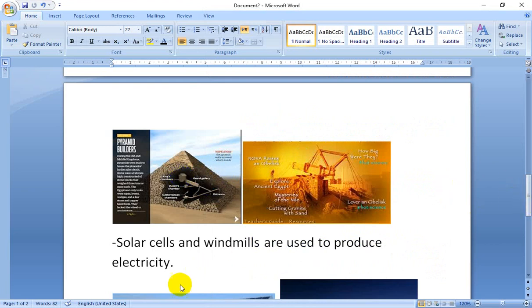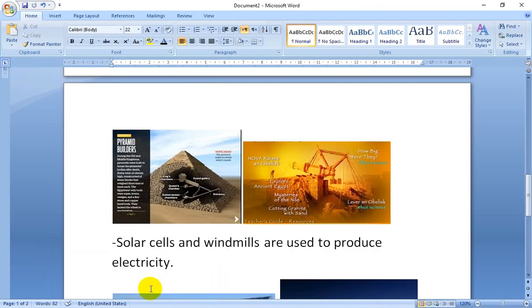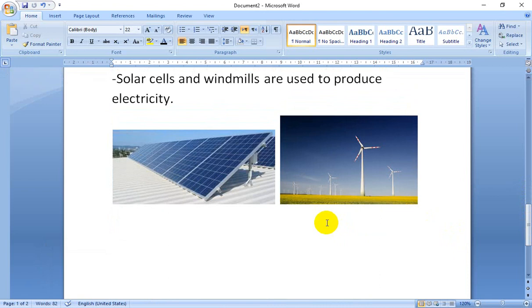Okay, the third point in the research, how to use the source of energy in the desert. Sure, we have solar cells and windmills used to produce electricity, and these are pictures of them. You can write two lines about this. Okay.